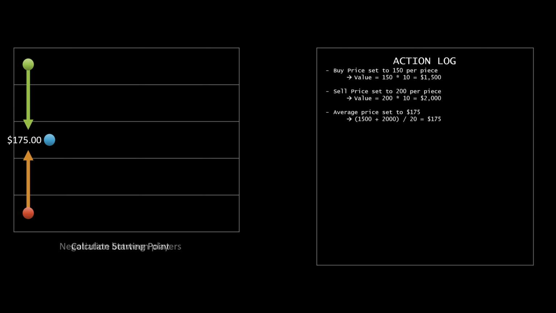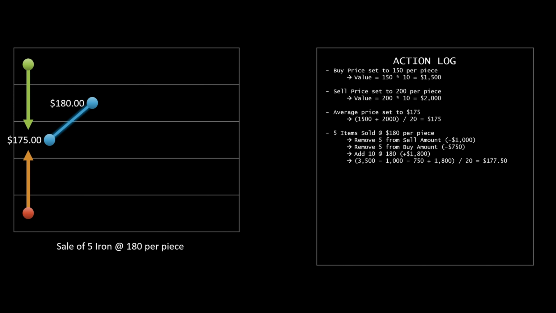Now let's assume that both of these players are on the same server and they negotiate with one another. In this example, the buyer is desperate and is therefore willing to go higher on price. Ultimately, the two players settle on an agreed price of 180 per piece. But because the price is higher than the buyer expected, he only agrees to purchase 5 pieces of iron instead of his original request of 10, because he doesn't have enough cash on hand.